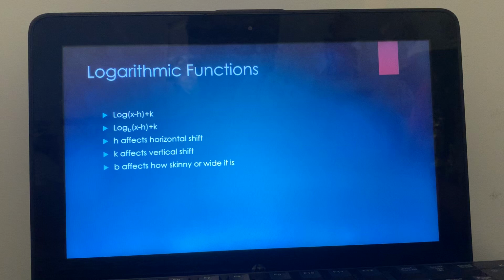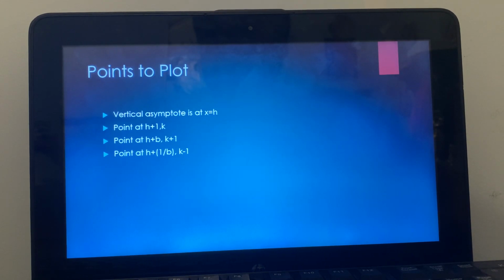So we have b as a constant. Now, the equation is log of x minus h plus k, but there's usually going to be a base, so it's going to be log base b of x minus h plus k. h affects the horizontal shift, k affects the vertical shift, and b affects how skinny or wide it is.